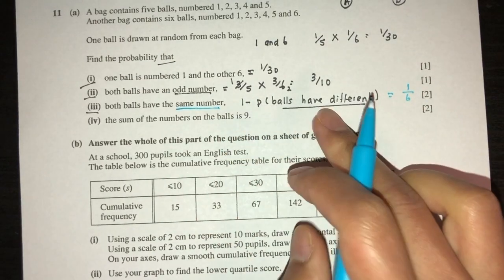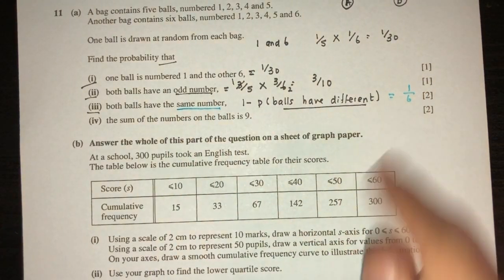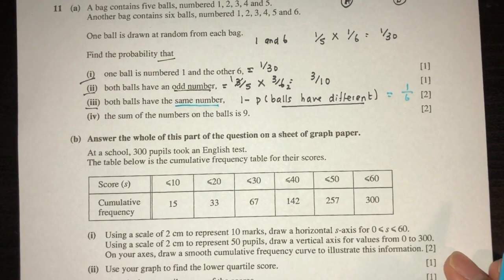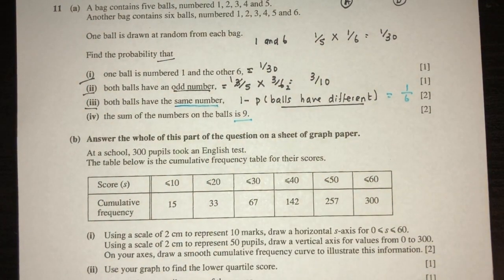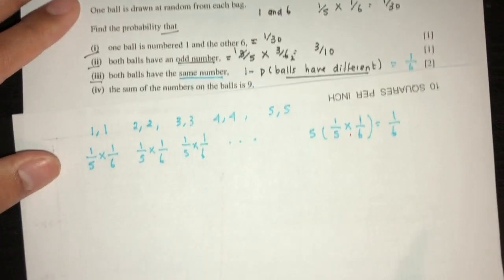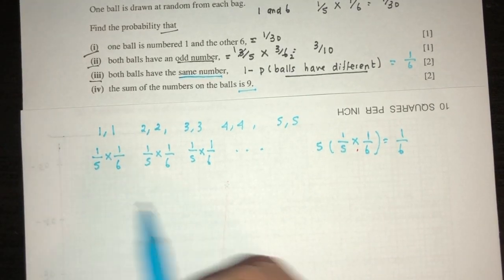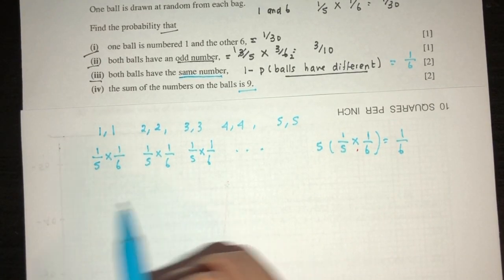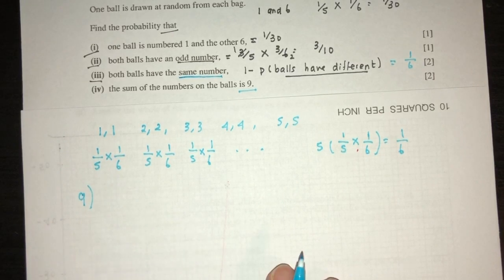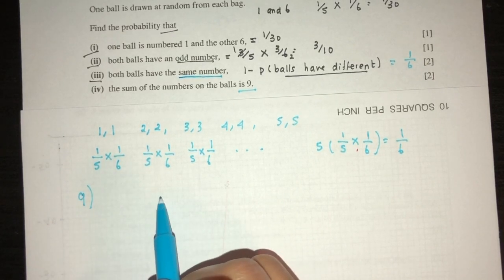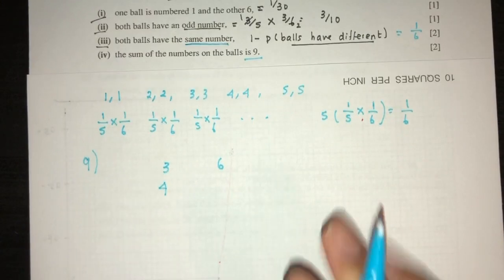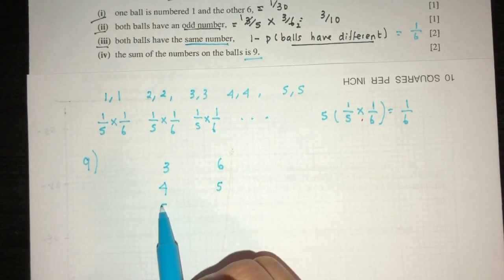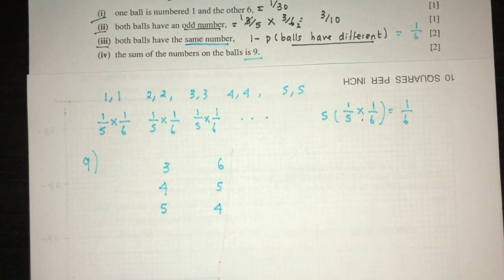So we don't need to do this way neither. We can just do this one. You get 1 over 6. Now part 4, the sum of the numbers on the balls are 9. So how can you get a sum of 9? Well, if you observe, we have to have 9 as your sum. First ball we can get 3, we can get 6, we can get 4, we can get 5, we can get 5, and we can get 4, and that's it. So those are the combinations for us to get 9.